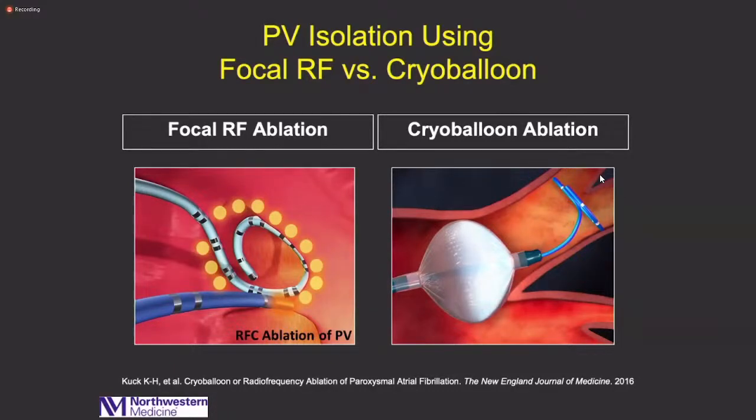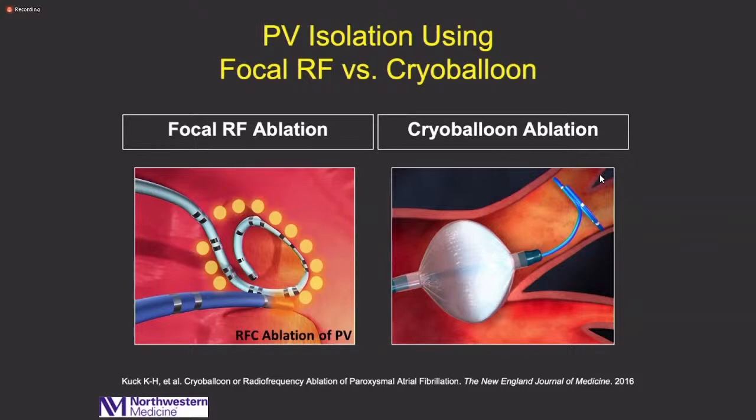So right now there are two general approaches. I think a couple of people raised their hand about laser balloon. That is an FDA-approved device. There are surgical approaches. There's the convergent approach. But when we go into the EP lab with catheters and we're going to isolate the vein, there are two basic approaches. One is point-by-point focal ablation, and there's cryoballoon.